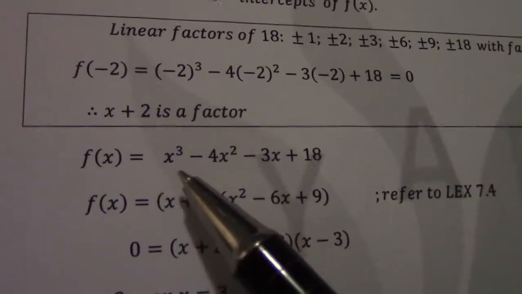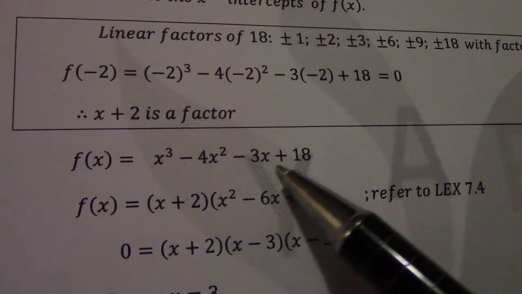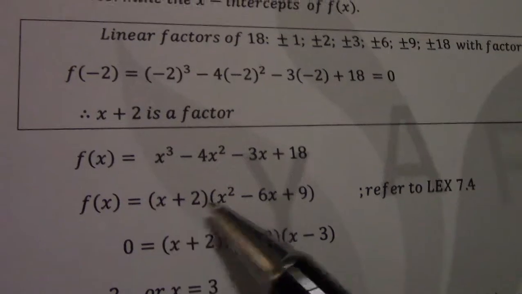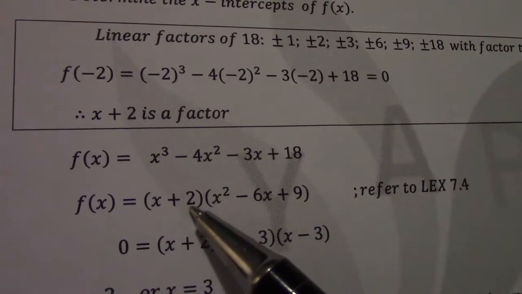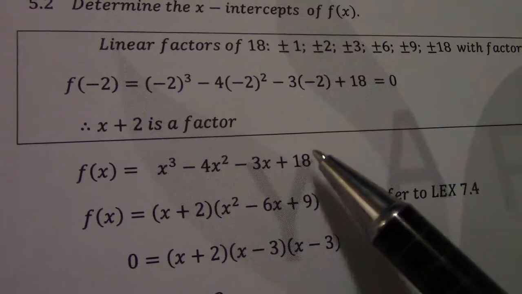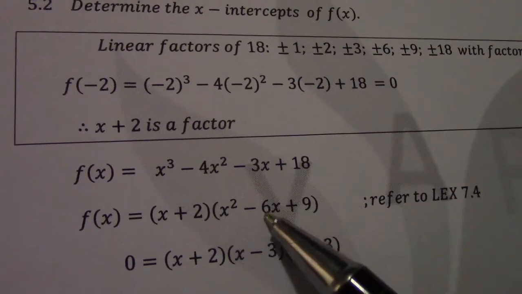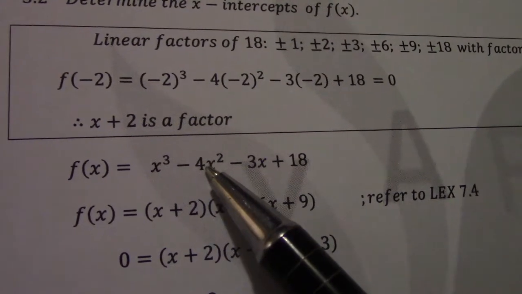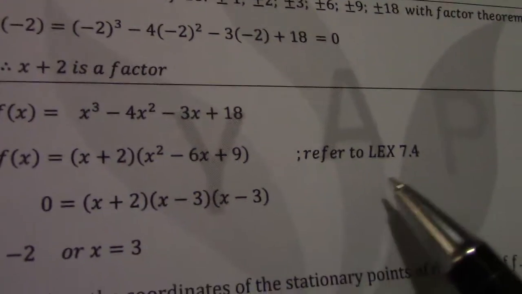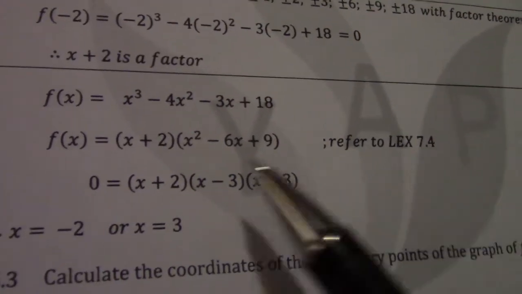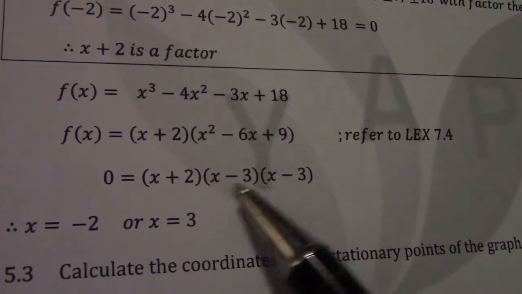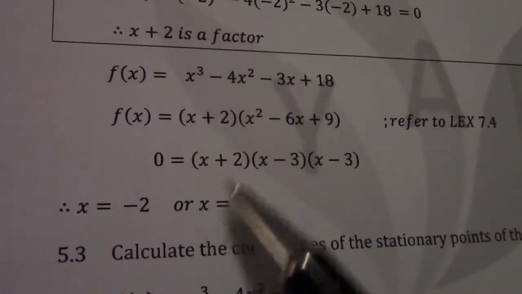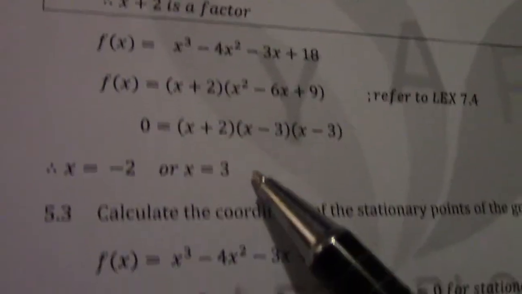So if I'm given f of x equal x cubed minus 4x squared minus 3x plus 18, then f of x equals x plus 2 times something. X times x squared gives me x cubed. 2 times positive 9 gives me 18. Then minus 6x squared plus 2x squared gives me minus 4x squared. For that you can refer to learning exercise 7.2. Factorize further, that becomes x minus 3, x minus 3. So here I only have two x-intercepts, x equals minus 2 or x equals 3.